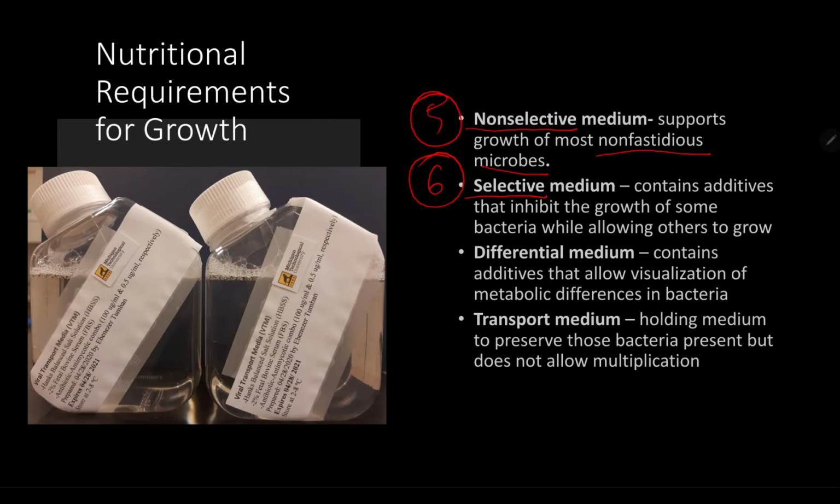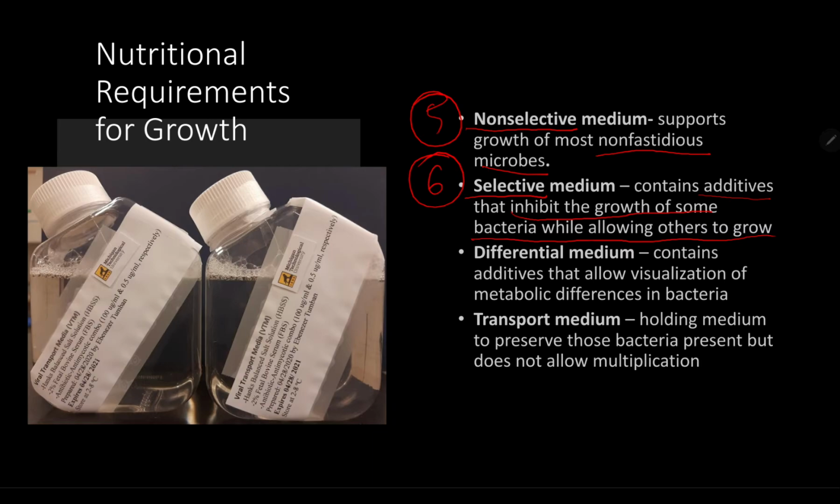Now, in contrast, the sixth culture medium is the selective medium. From the name itself, it means that it selects only a type of bacteria to grow and does not allow another type of bacteria to grow. In this selective medium, we have some additives that will inhibit the growth of some bacteria while allowing others to grow.